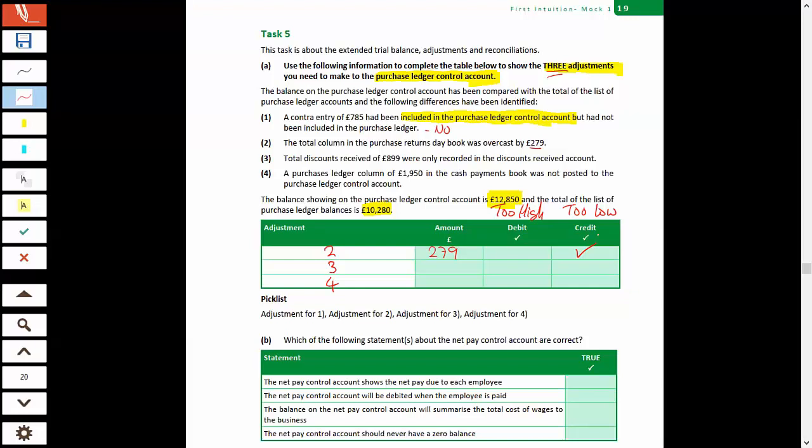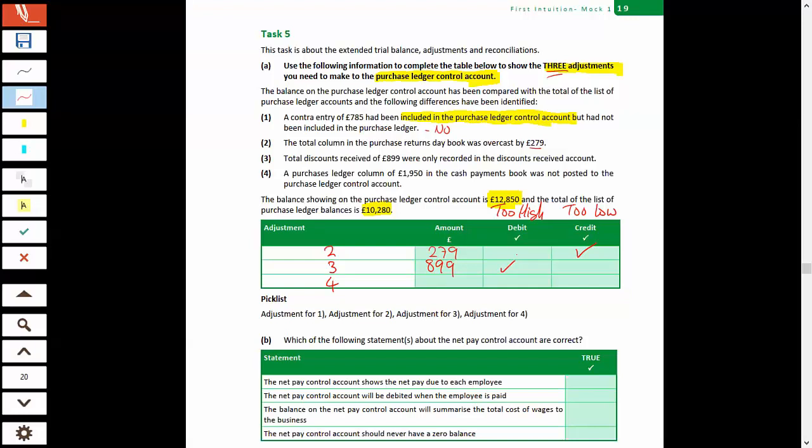Let's have a look at number 3. Total discounts received of £899 were only recorded in the discounts received account. So again, let's move that amount over, £899. So again, let's apply the same logic. So we're told this time that it was only recorded in the discounts received account. There's been no entry in the purchase ledger control account, which basically means that, again, the amount in there would be too high, wouldn't it? This discount should reduce our liability, should reduce what we owe to our suppliers. To do that, we simply need a debit entry.